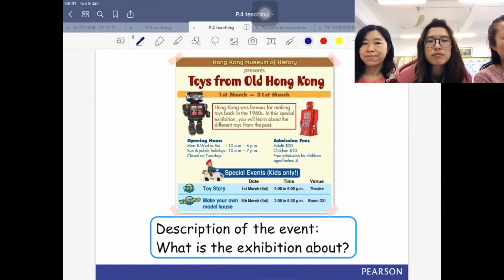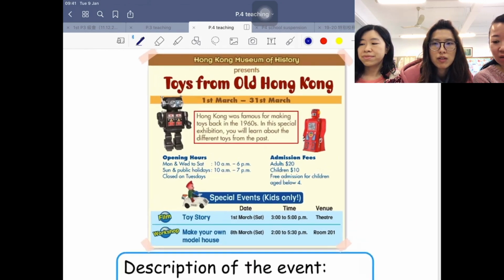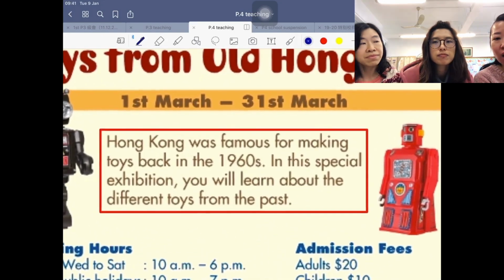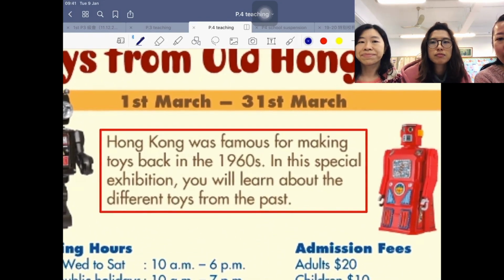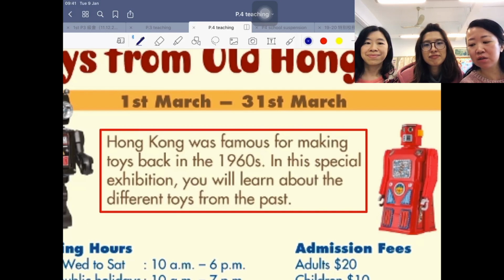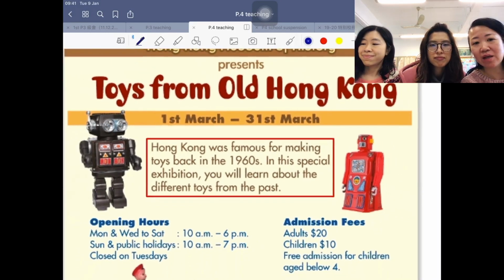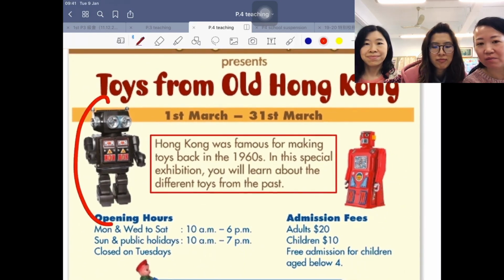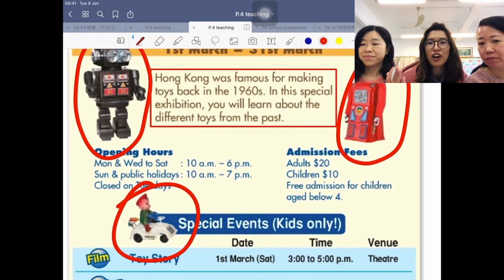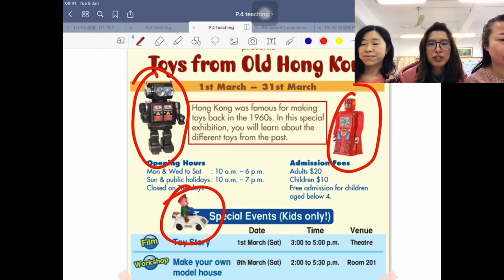Next one is the description of the event. It tells about what we can see in this exhibition. So here it says that Hong Kong was famous for making toys back in the 1960s. And in this special exhibition, you will learn about the different toys from the past. So here you can see there are different kinds of robots. If you look at these robots and cars, you can definitely know that they're not toys in the present, they must be toys in the past.